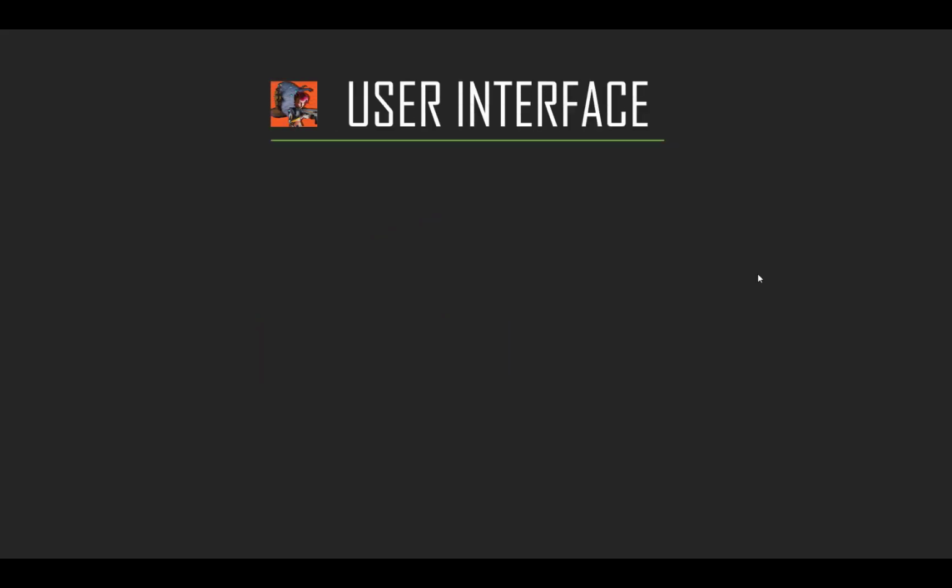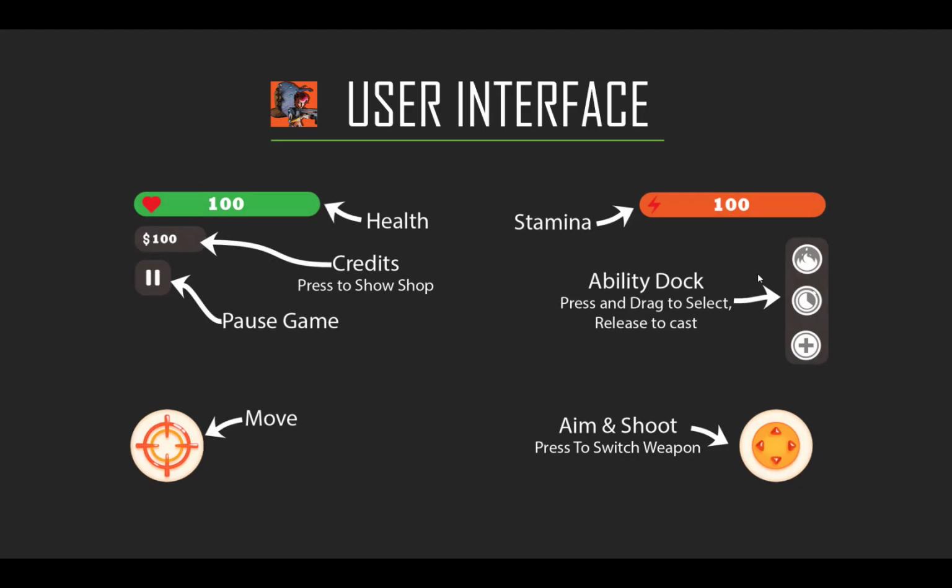All right. So after that, we'll also be doing the user interface. Right? The user interface looks like this. So we have basically the health bar and the stamina bar, right, to show the health and stamina. And then we have the ability dock in here, which will have a bunch of different abilities the player can choose and cast. We have the aim and move control, pause, and then also the credit to show how much money the player has, and pressing that credit will pop up the shop menu, which is something you saw earlier, right? So we'll be implementing every bit of the user interface as well.